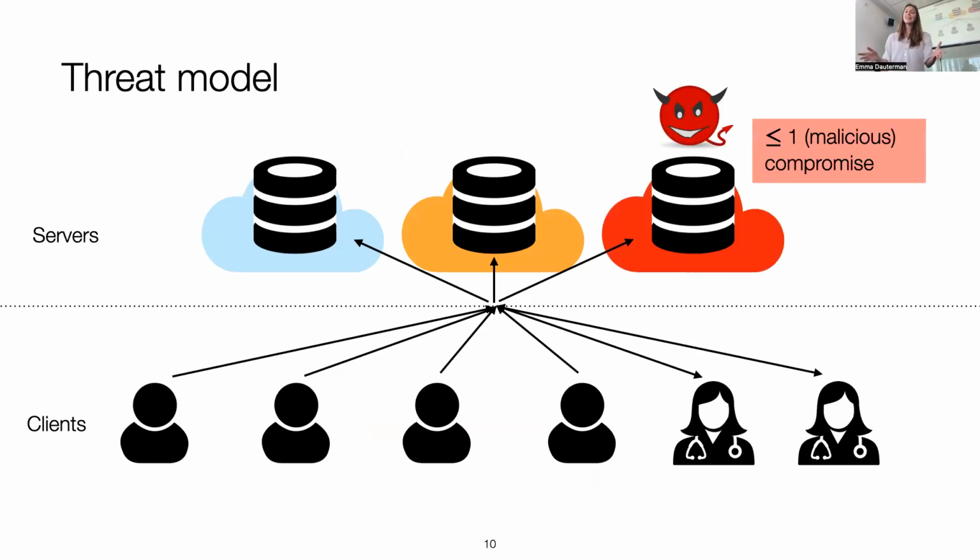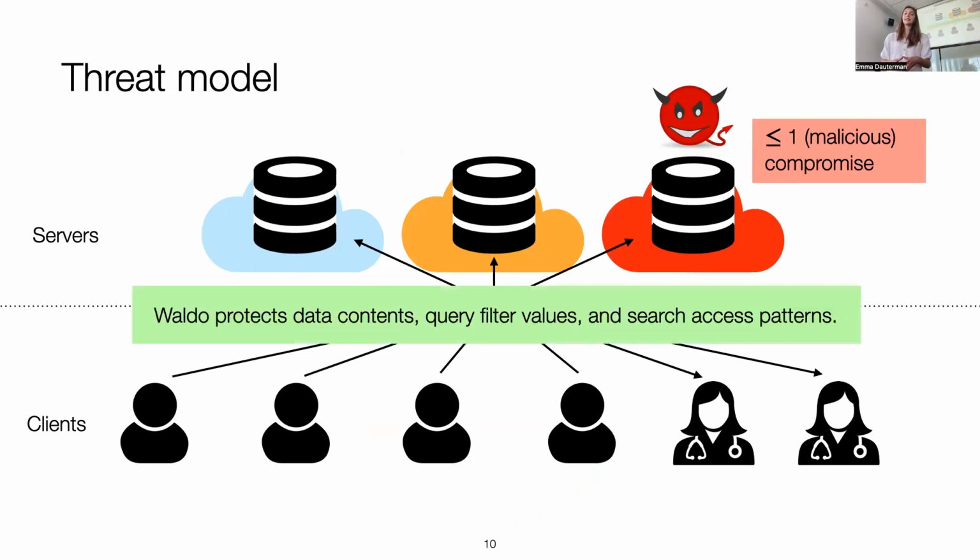So we're going to consider the case where we have at most one malicious compromise. So we're going to be in the three-party honest majority setting. And in this setting, Waldo is going to protect the data contents as well as query filter values and search access patterns. So we're not going to reveal the contents of these tables as well as the query filter values, and how the server accesses data isn't going to reveal this private information.